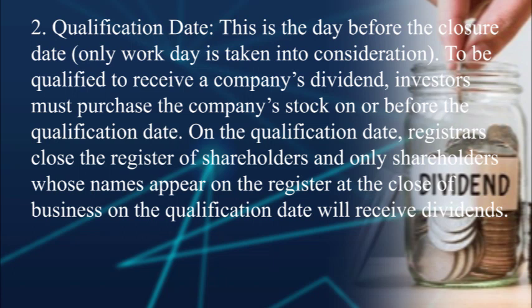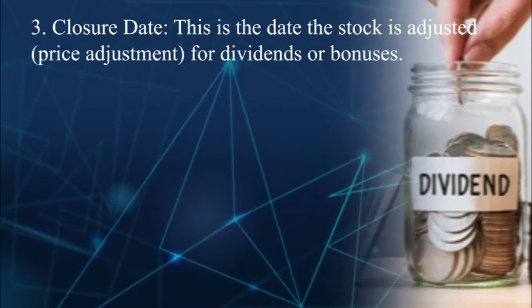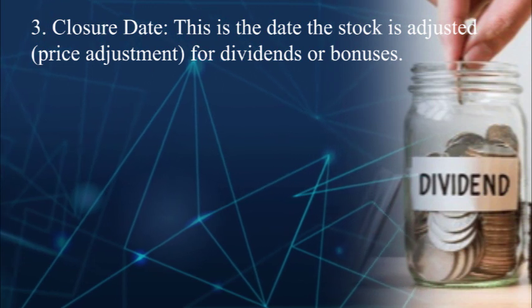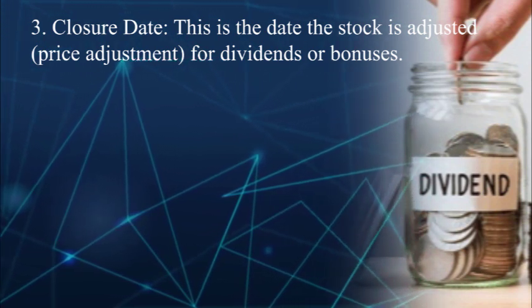To be qualified to receive a company's dividend, investors must purchase the company's stock on or before the qualification date. On the qualification date, registrars close the register of shareholders, and only shareholders whose names appear on the register at the close of business on the qualification date will receive dividends. 3. Closure date. This is the date that the stock is adjusted, which is the price adjustment for dividends or bonuses.